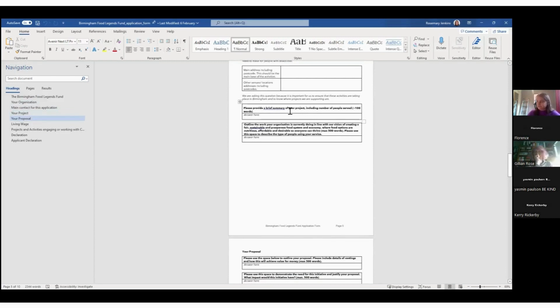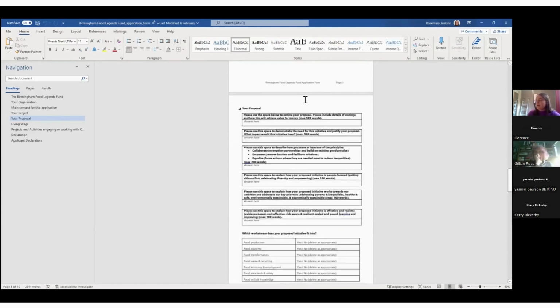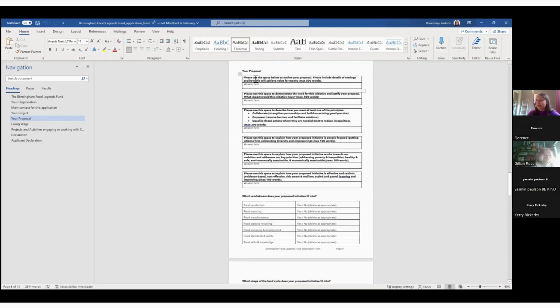And then this is a slightly different one to previously. So outline the work that your organisation is currently doing in line with our vision, which is creating a fair, sustainable and prosperous food system and economy where food options are nutritious, affordable and desirable so everyone can thrive. And again, please just note the type of people using your service without using any personal identifiable information. And then similarly, please outline your proposal and include costings in this box here under your proposal.